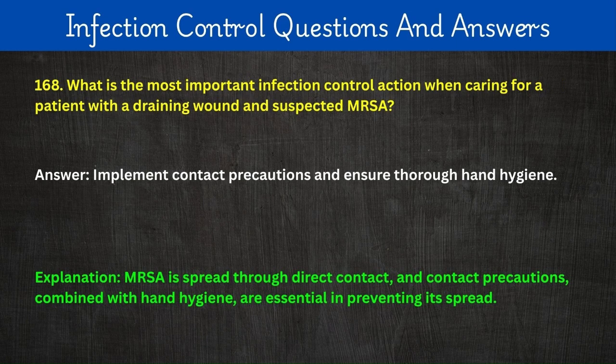168. What is the most important infection control action when caring for a patient with a draining wound and suspected MRSA? Answer: implement contact precautions and ensure thorough hand hygiene. Explanation: MRSA is spread through direct contact, and contact precautions, combined with hand hygiene, are essential in preventing its spread.